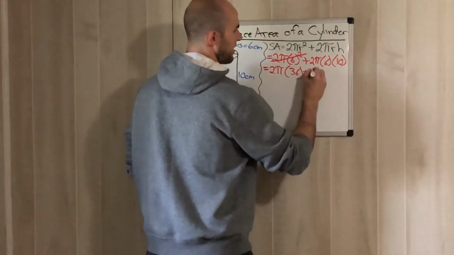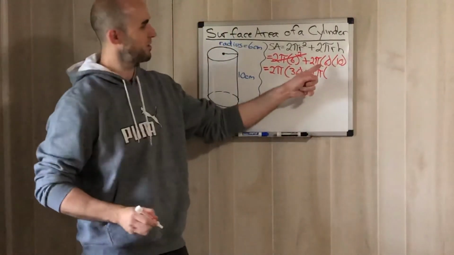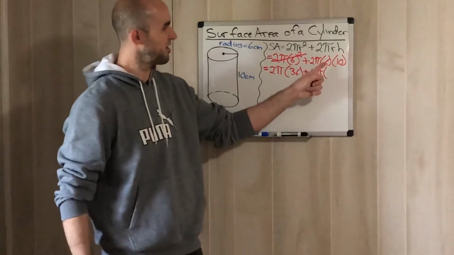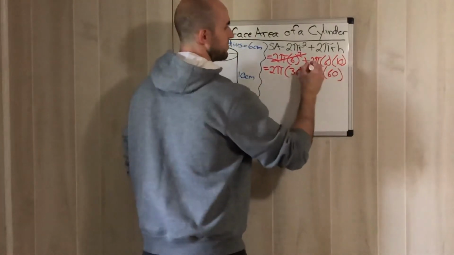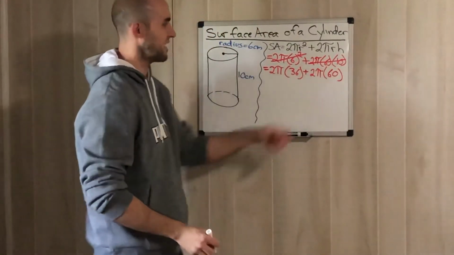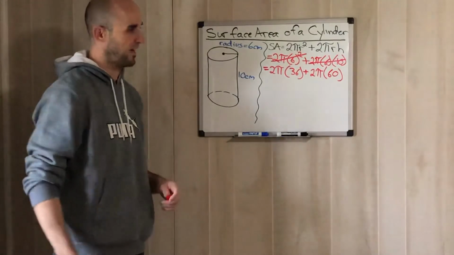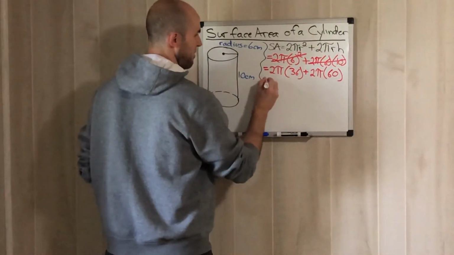Now the second one, again, let's bring down the 2, let's bring down the pi, and let's just multiply again, because they're right next to each other. 6 times 10 is 60. Same thing. 2 pi, 6 times 10 is 60. So first part is done with that. And now what we have is two numbers again. Let's just multiply them out.